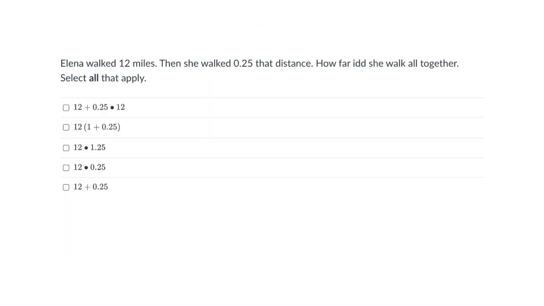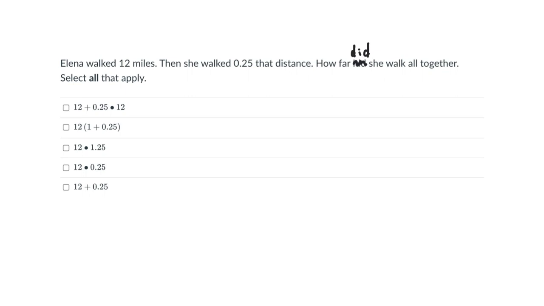Okay, this question is a review question from section 2 and 3. It says, Elena walked 12 miles. Then she walked 0.25 that distance. How far did she walk altogether? Pretty sure that's supposed to be did. Hopefully I'll remember to go fix it before you take the quiz.